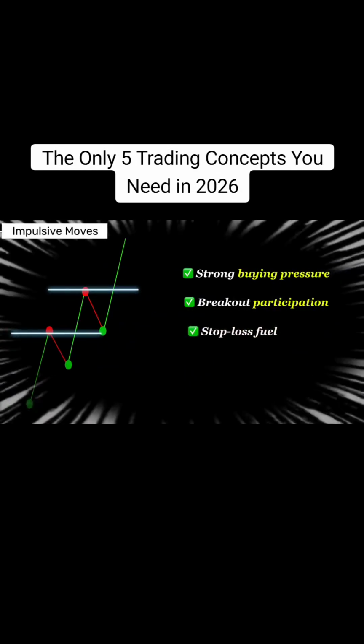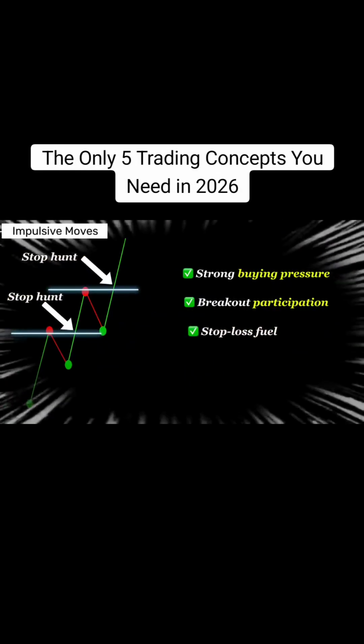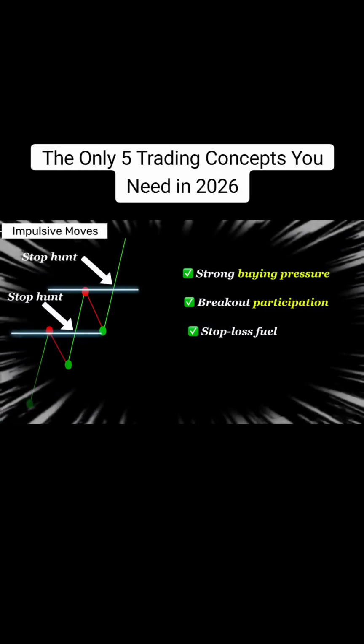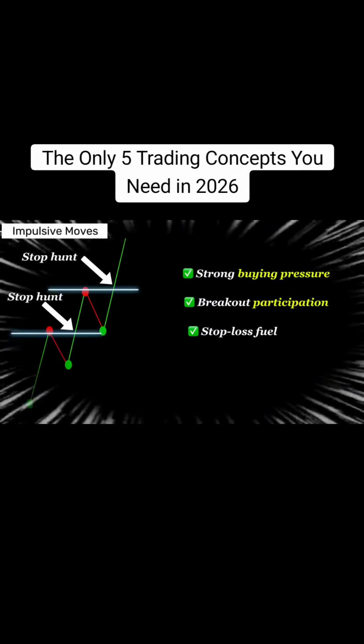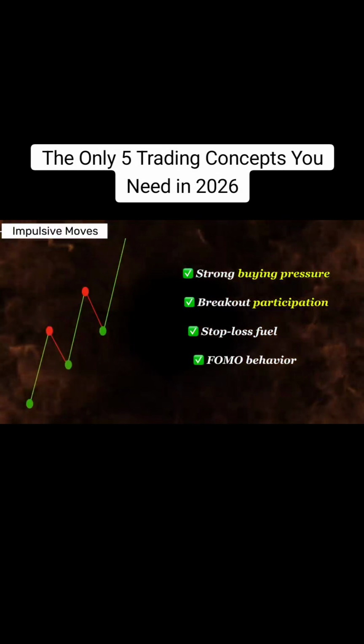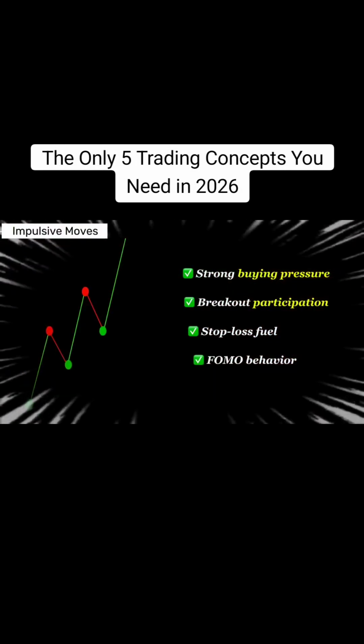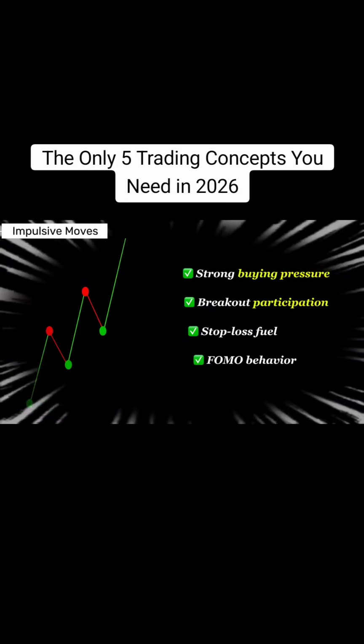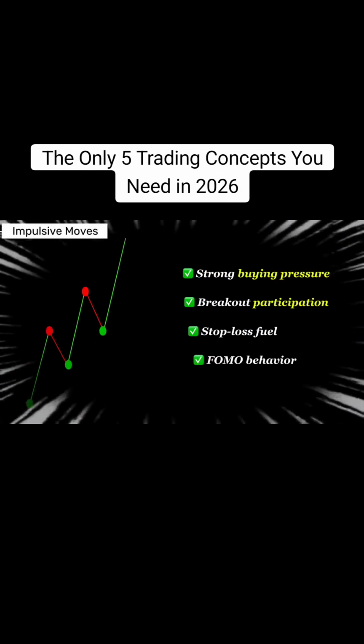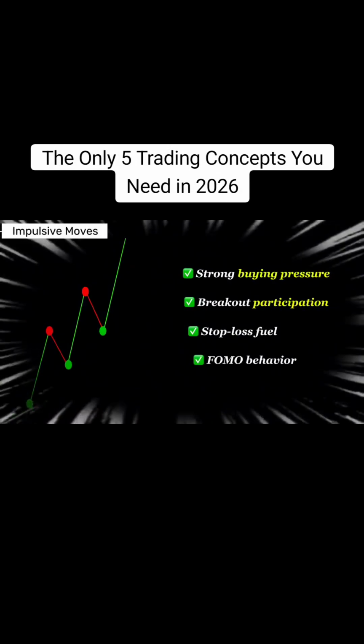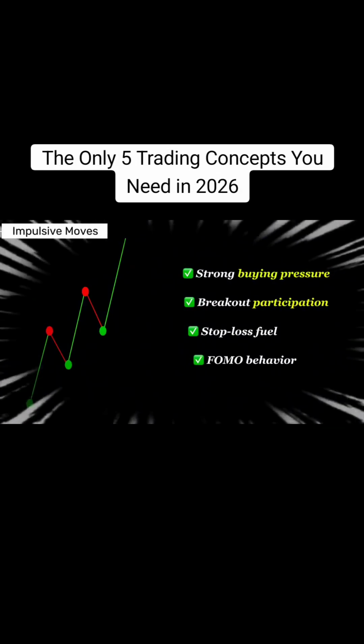Stop-loss fuel. Traders who were short against the trend get stopped out. Since closing a short position requires buying, this adds extra upward pressure. FOMO behavior. When price accelerates, emotional traders rush in out of fear of missing the move, amplifying momentum even further. This combination is why impulsive moves often look fast, clean, and powerful.